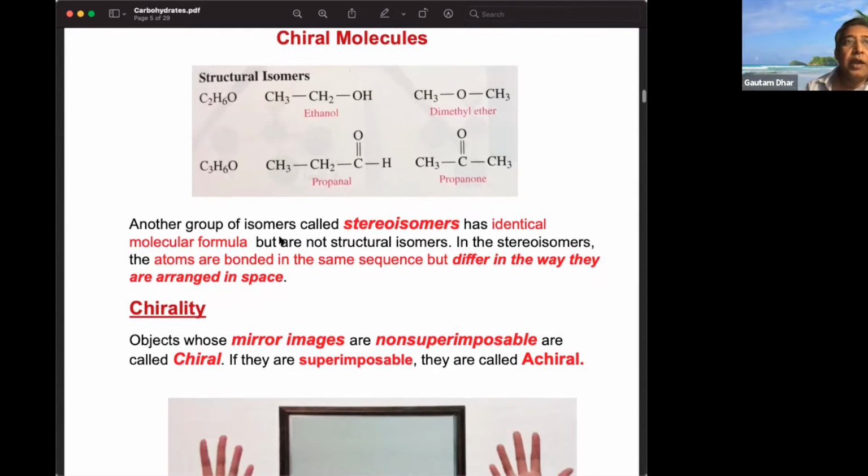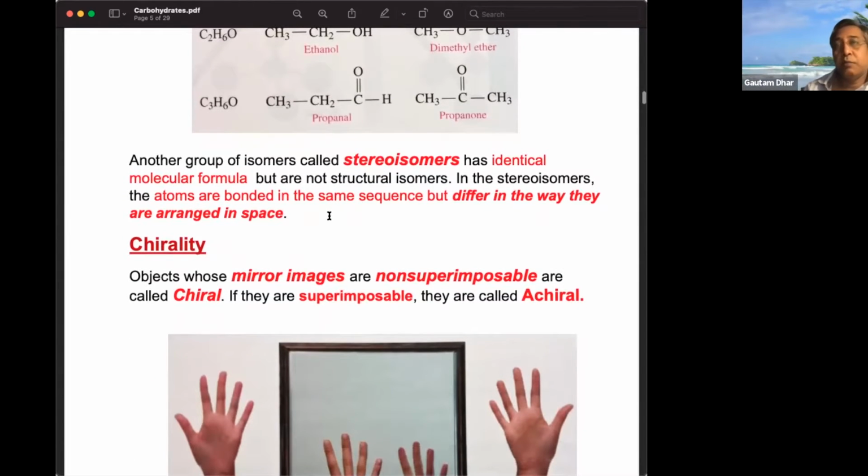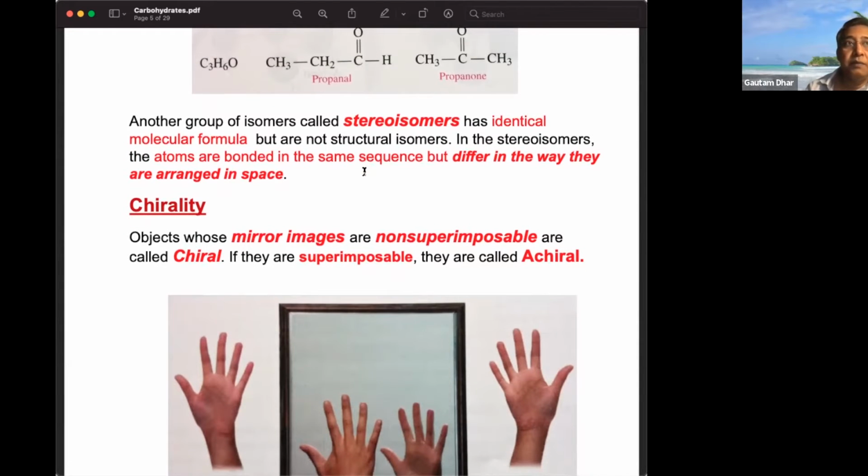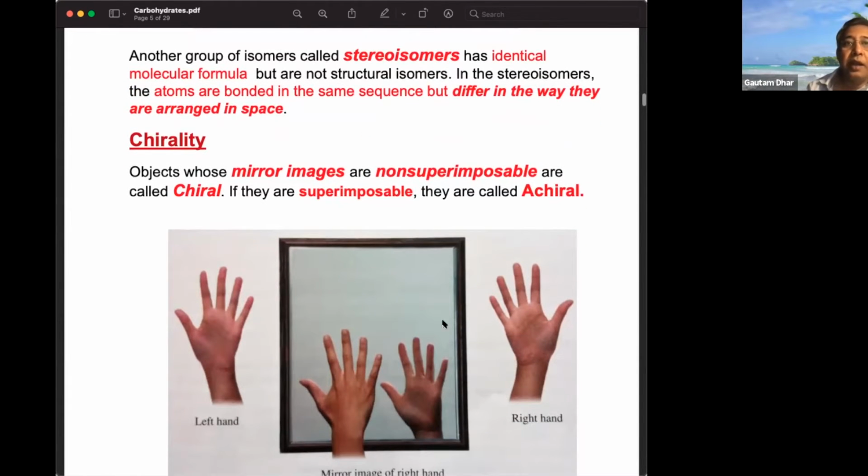Okay. Now another group of isomers, these are called stereoisomers. They have identical molecular formula, but are not structural isomers. In stereoisomers, the atoms are bonded in the same sequence, but differ in the way they are arranged in space. That means in 3D, they're different. So if you look at your left hand and right hand, okay, they look almost the same, but you cannot superimpose them. So they are two completely different things. If it is the same molecule, you should be able to superimpose. If they don't superimpose, they're two different molecules.